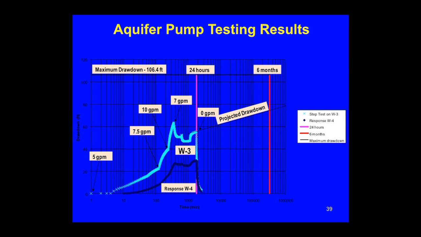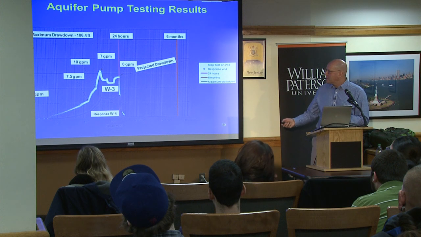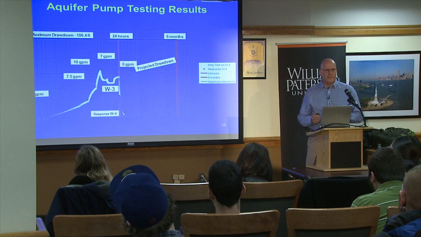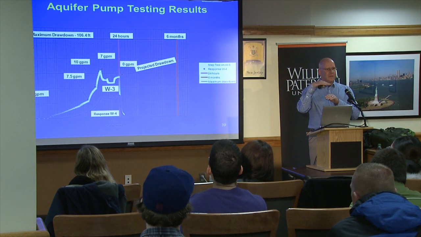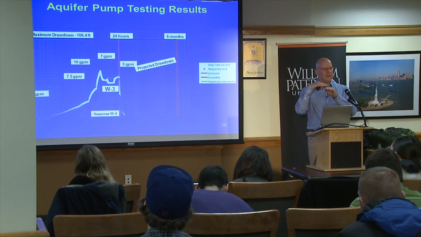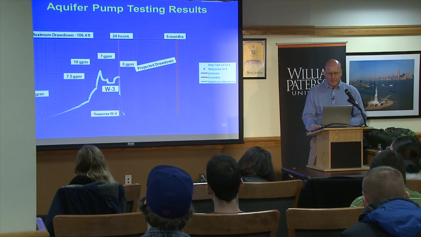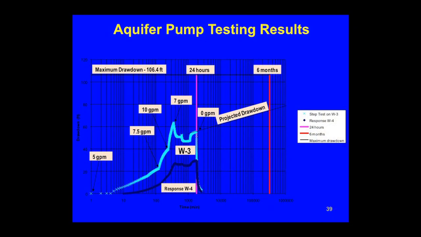So basically on the x-axis, you have time in minutes, and this is a semi-logarithmic plot. And on the y-axis, you have drawdown, which is basically the difference between what your static water level is before you start pumping and the water level during pumping, because you're drawing water level down. That's called drawdown. And what we do is then project that out on a time plot, for a period of 6 months. And we try to make predictions about what the ground is capable of giving us while we're pumping.